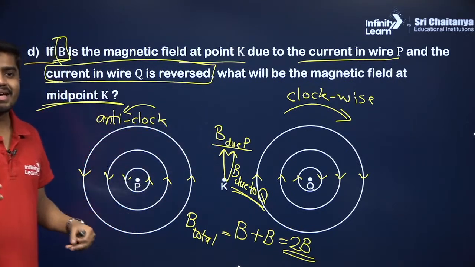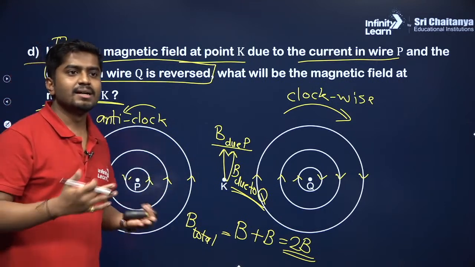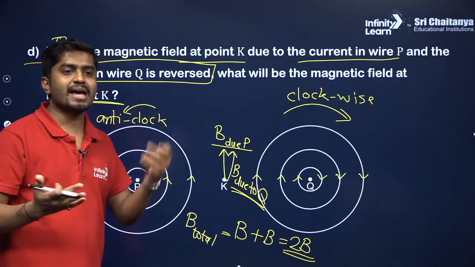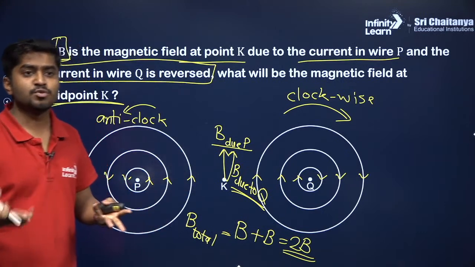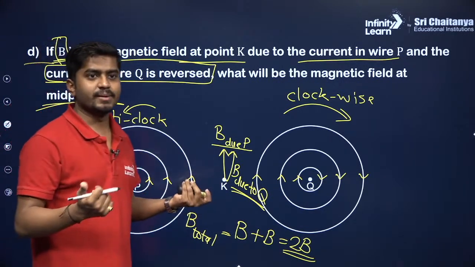What is the circuit? A circuit has different sections. It has a battery, it has a resistance, it has a switch. So that is called a circuit.